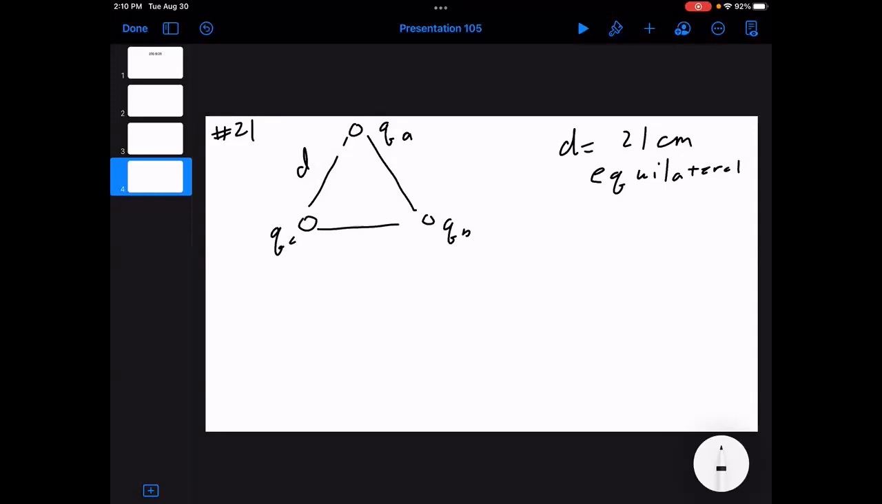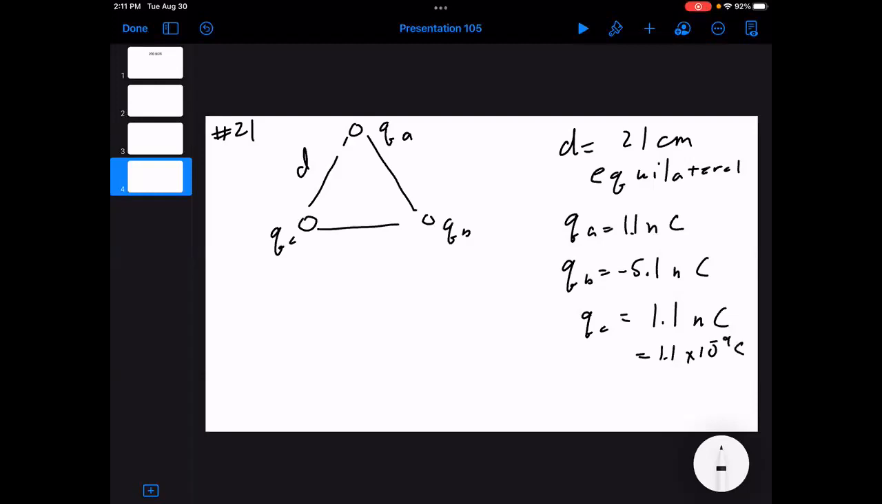They also give me the charge of each one of these point charges. I have an NC here. What does the N stand for? Nano, perfect. So this is like 1.1 times 10 to the negative 9th coulombs.